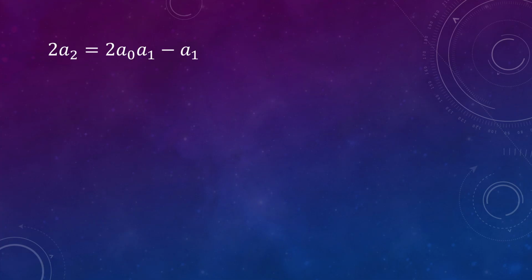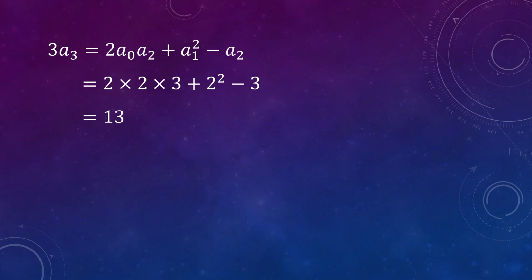Now 2 times a2 equals this. Substituting the values of a0 and a1, we get 2 times 2 times 2 minus 2, which will be equal to 6. So 2 times a2 is equal to 6. So a2 will be 3. Now 3 times a3 equals this. So substituting the values of a0, a1 and a2, we get this, which when simplified will be equal to 30. So 3 times a3 is equal to 30. So a3 will be 13 over 3.